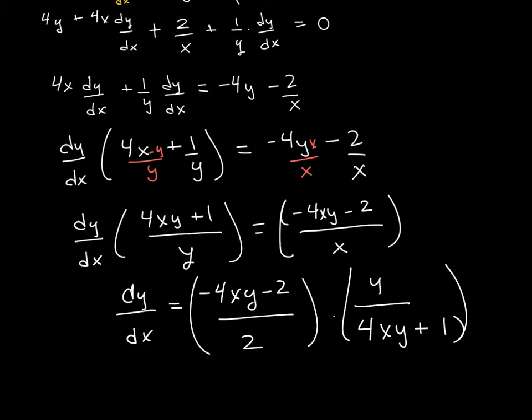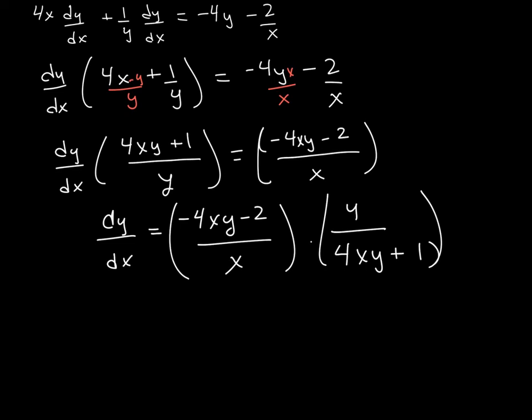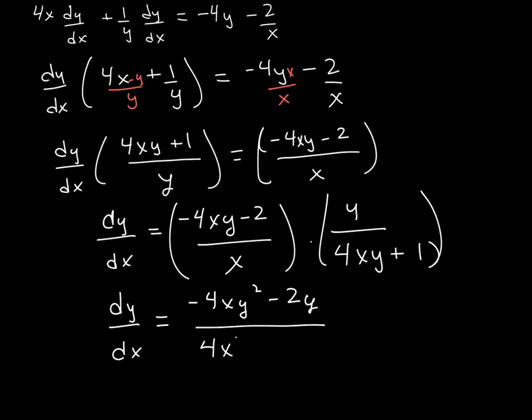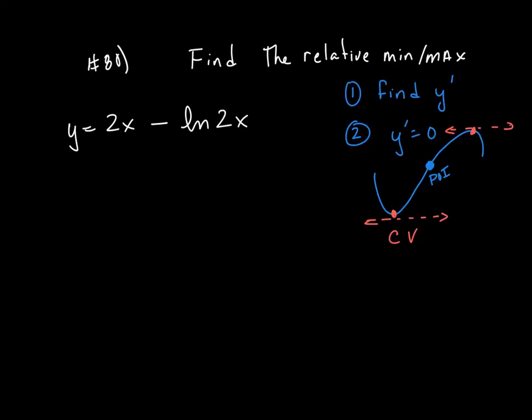Oops, I'm sorry. I need a 2 here. I copied it down wrong. And then multiply all of that out. And you're left with dy over dx is equal to minus 4xy squared minus 2y all over 4x squared y plus x.